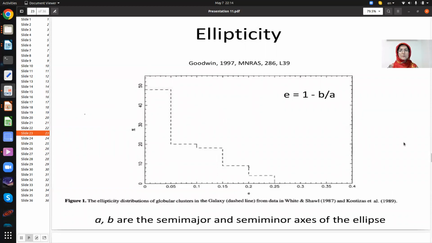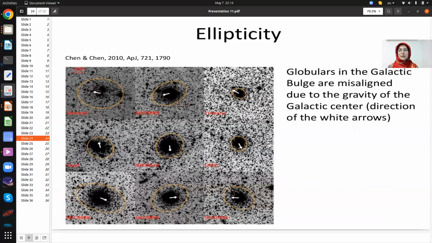And ellipticity: in this figure, you see the ellipticity distribution of globular clusters in the galaxy, the dashed line from Gaia data, in white. A and B are the semi-major and semi-minor axes of the ellipse. And you see here the globulars in the galactic bulge are misaligned due to the gravity of the galactic center, in the direction of the white arrows, as you see.